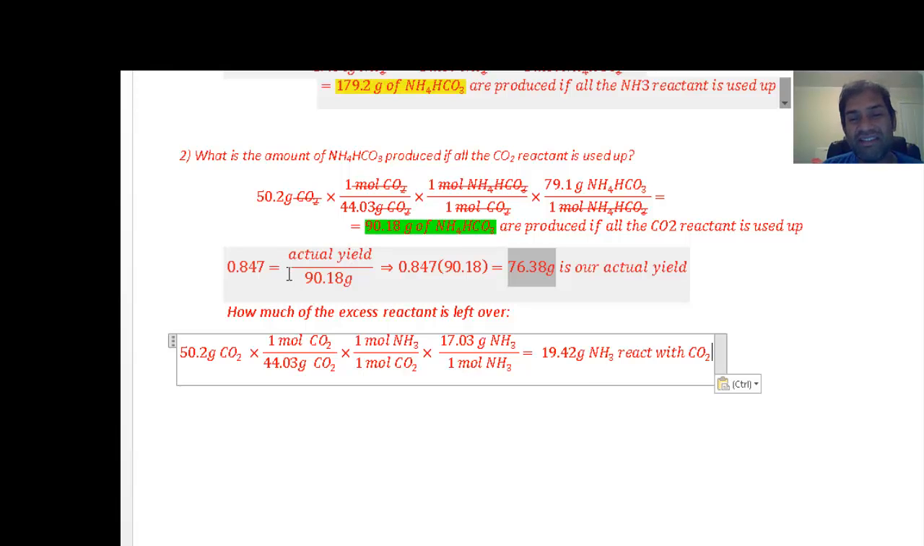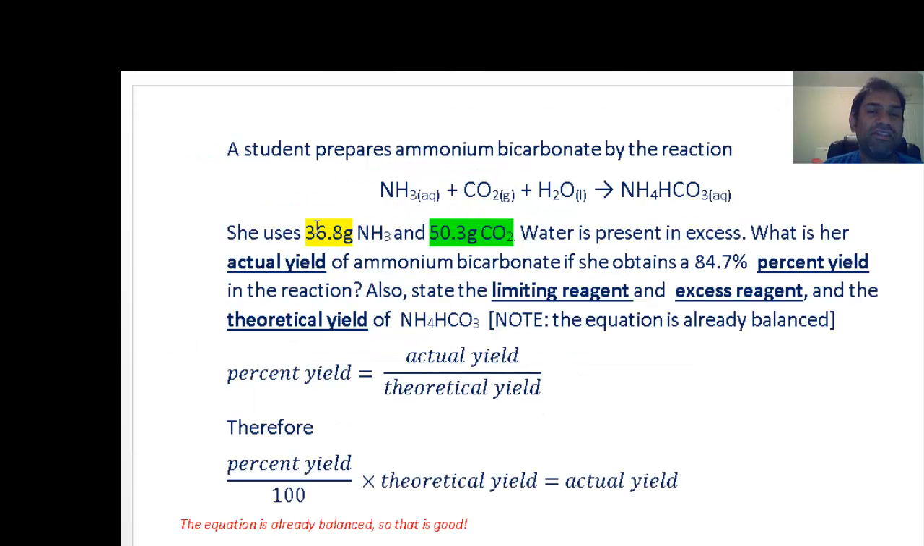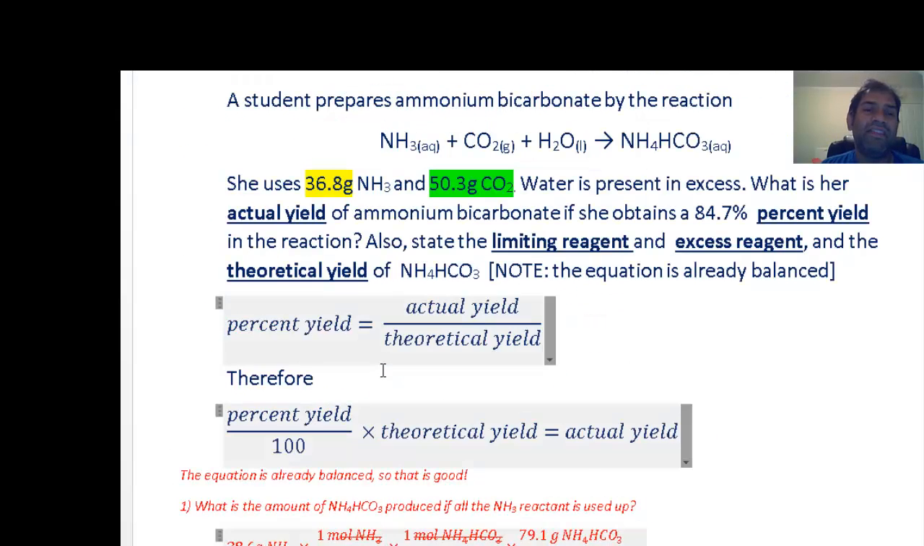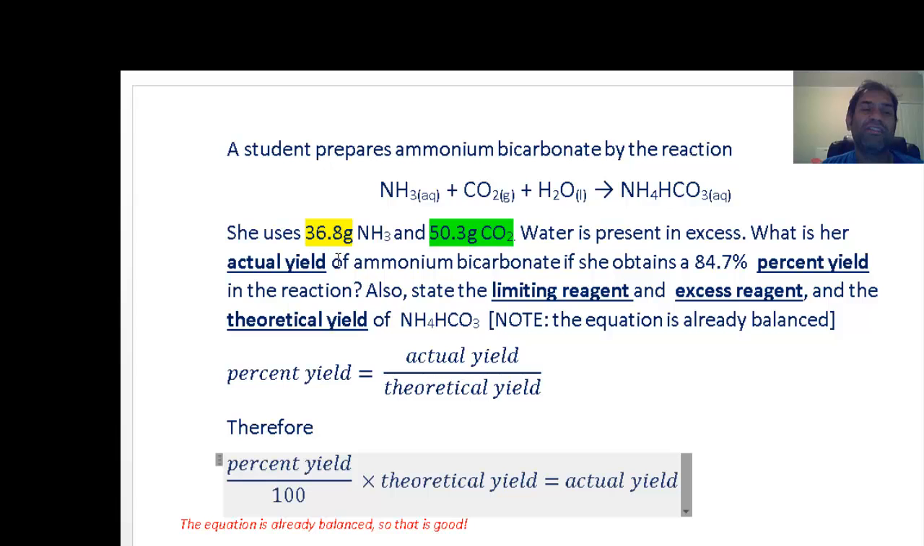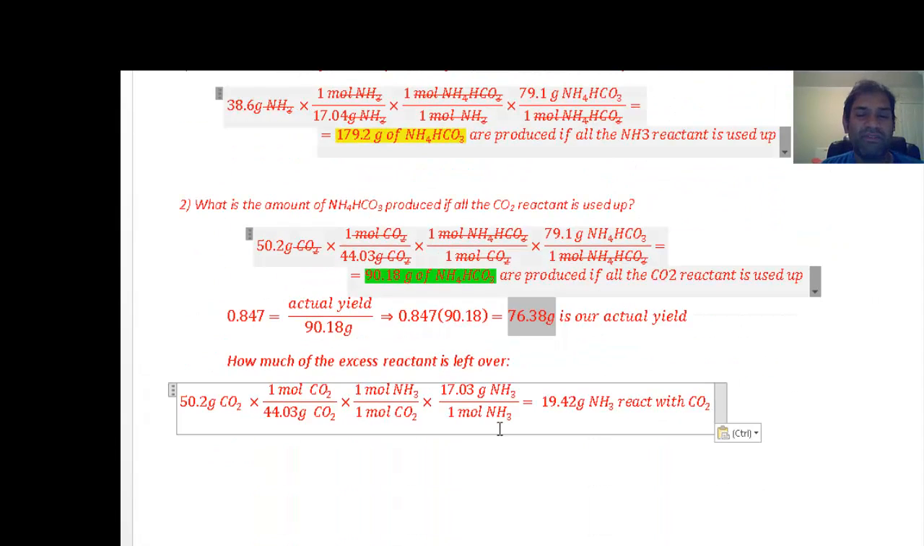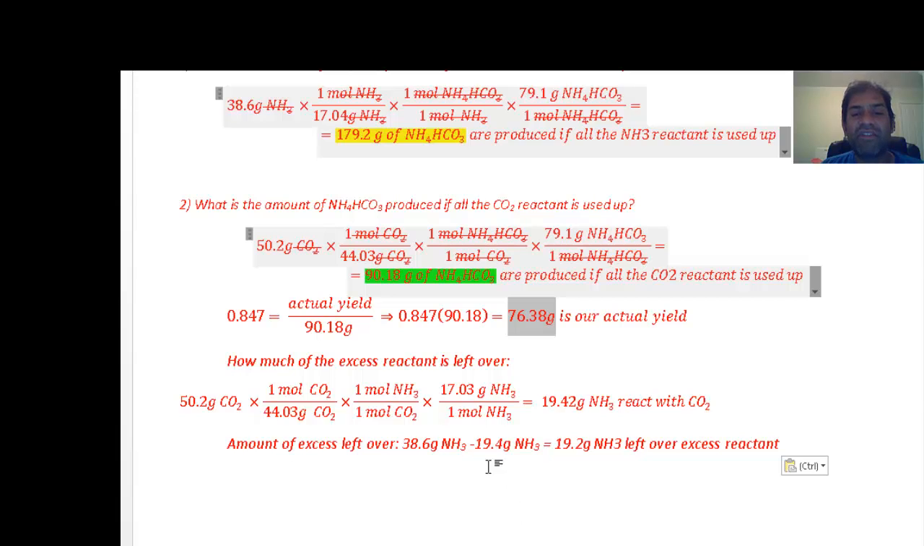So how much excess is left over? We started off with 36.8 grams of NH3. Well, 19.42 grams of NH3 reacts with the CO2 before the reaction is halted because there's no more of the limiting reactant. So how much is left over is going to be 36.8 grams minus 19.42 grams. The amount of excess left over after that subtraction is 19.2 grams of NH3.